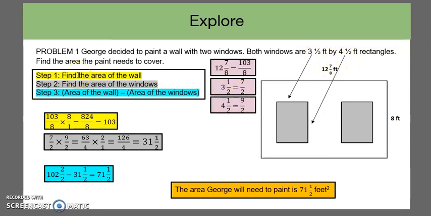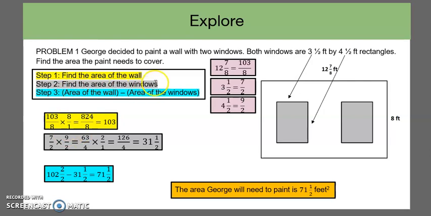So the first thing we're going to do is find the area of the wall. So here, I'm going to take my improper fraction that I changed. We're going to multiply it by 8, length times width. Then we multiply across, and we get 103. Next step is we're going to find the area of the windows.